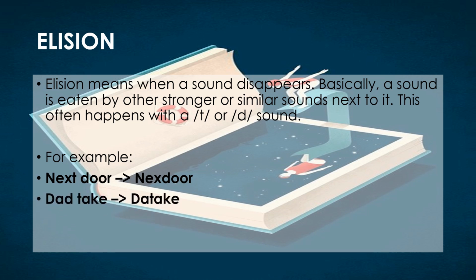Dad take. So the D sound is being eliminated by the T. Dad take, and then most common becomes most common. The T sound becomes eliminated as well. So here is another clip for elision for you to better understand what it is.